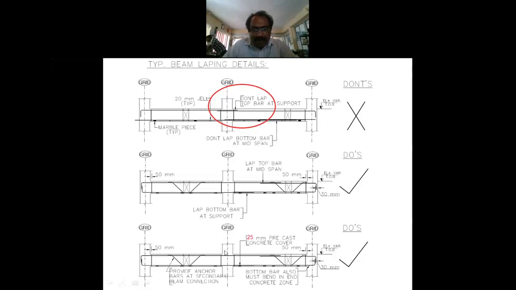Similarly, in the bottommost portion you don't lap at the beam column junction. You have to go away in the bottom rods and lap there. In the top portion, you shouldn't do a lap at the beam column junction.